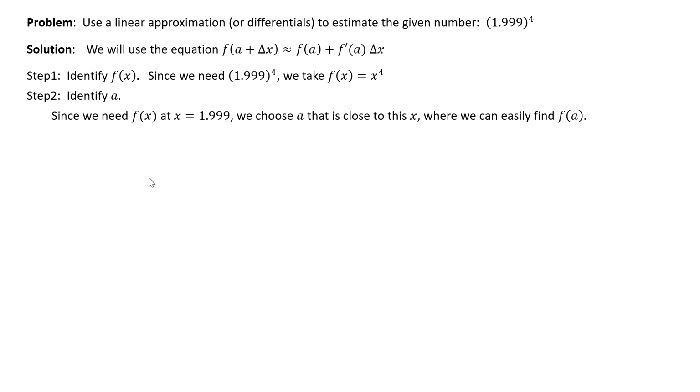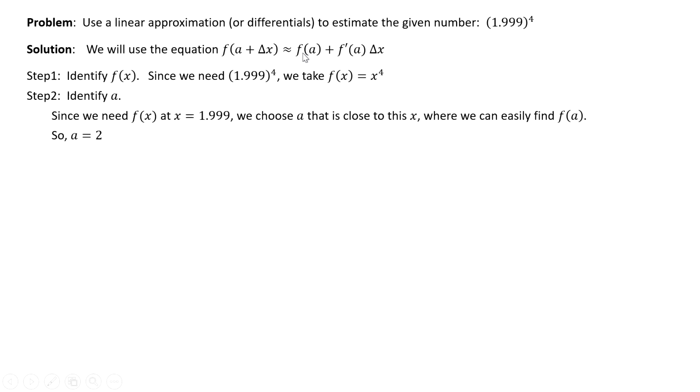Yeah, would you agree? 2 would be such a value? Good. 2 is pretty close to 1.99, and 2 to the 4 is 16. So we can do that. So that's why we picked a to be 2. Right? Are you okay with this? I'll solve quite a few more problems so that you clearly understand this concept. So a equals 2. All right.